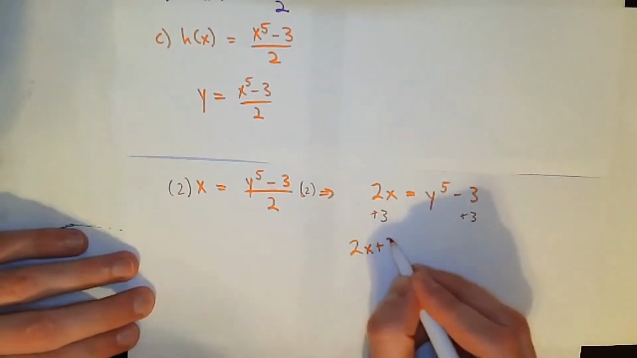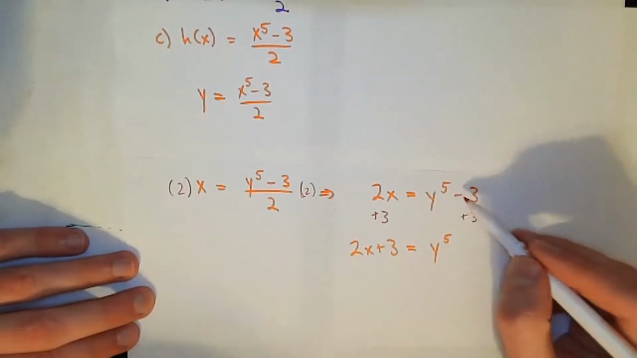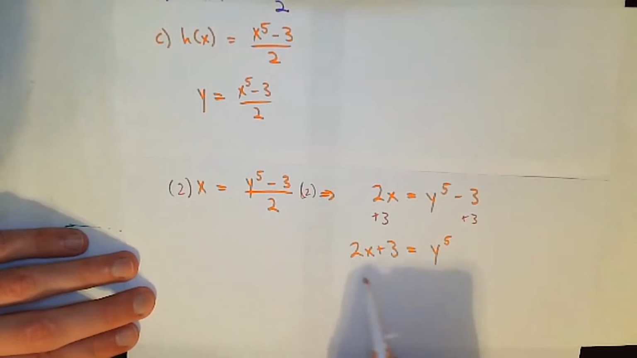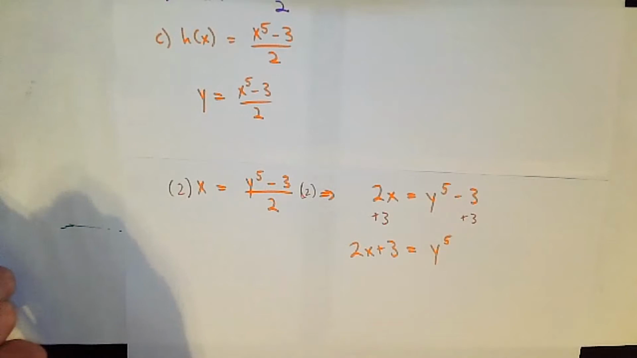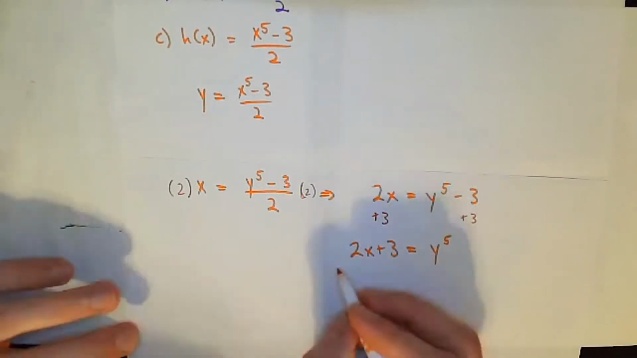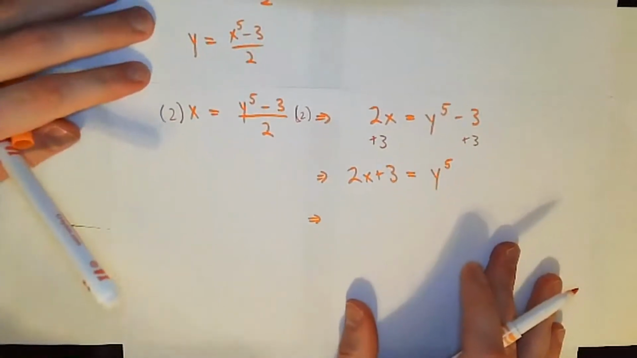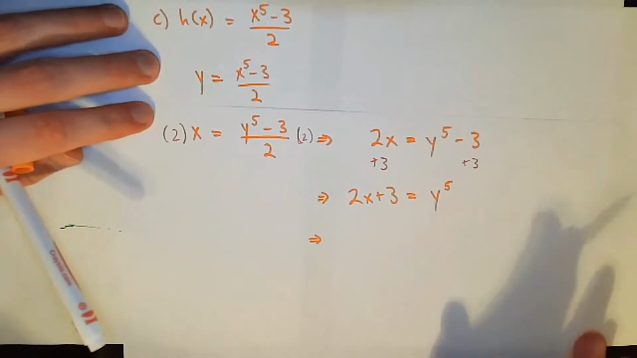So I've got 2x plus 3 equals y to the fifth, effectively canceled out that minus 3 by adding 3 to both sides. And of course, these are not like terms, so this is all I can do here. Now what do I do? Let me write my little arrows here. Try to get the whole function there.